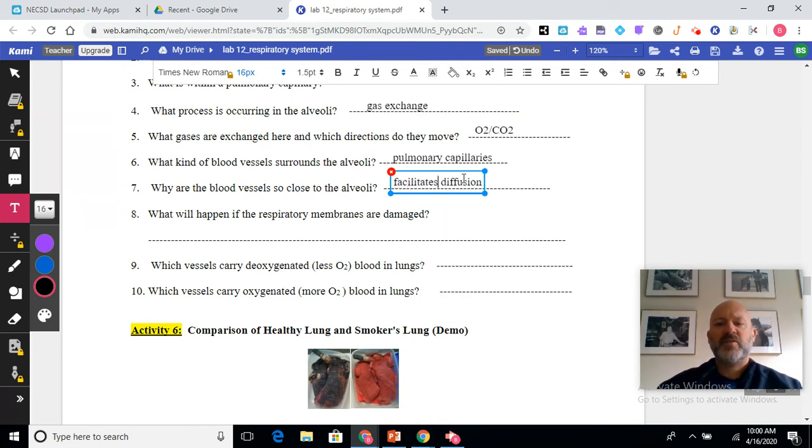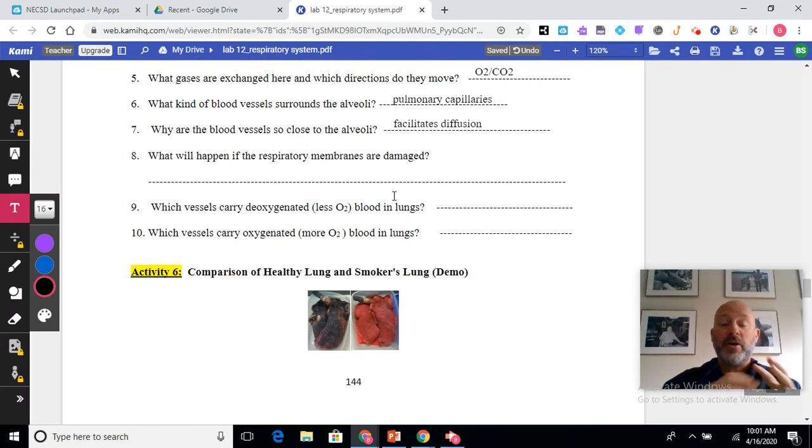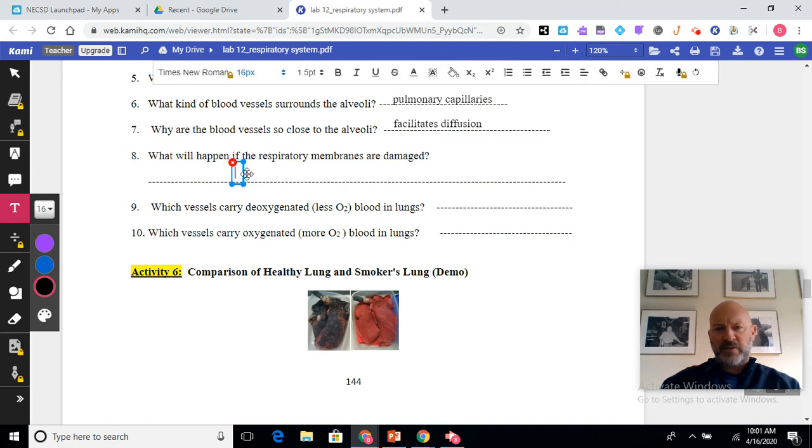It facilitates the process of diffusion as these two structures need to be close together, right? Things don't really diffuse easily if they're far apart. These are snug. Those capillaries are snug right up against the walls of the alveoli. So remember, the respiratory membrane actually consists of two layers of cells. One layer is from the walls of the alveolus, and the second layer of cells is from the walls of the capillaries.